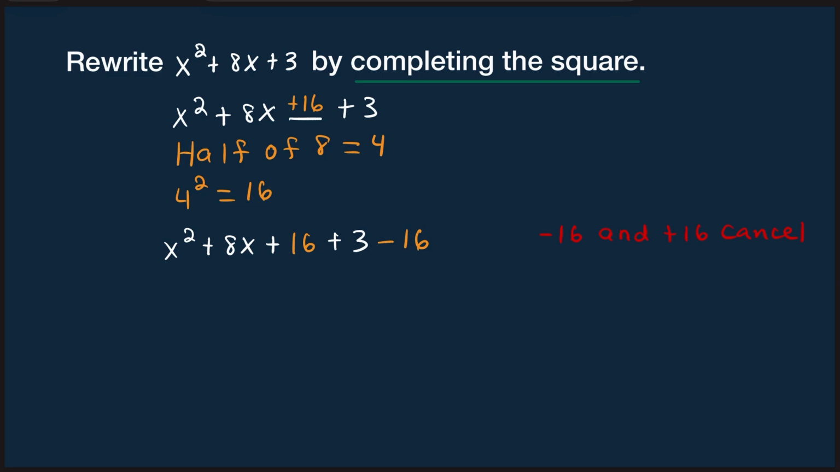Now what we're going to do is rewrite the perfect square, and that is x plus 4 squared plus 3 minus 16. And the first 3 terms do form x plus 4 squared, but then we have to combine the constants. So we have to combine these constants to get the final result.